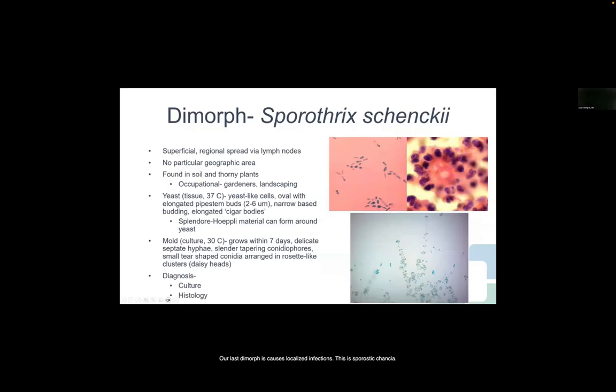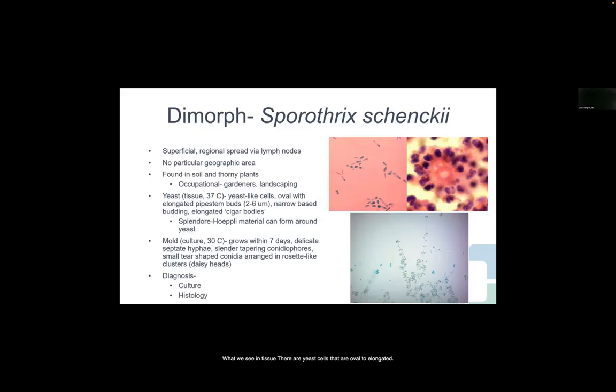Our last dimorph causes localized infections, and this is Sporothrix schenckii. It causes superficial infections that may spread to regional lymph nodes. There's really no particular geographic area for this localized dimorph, but it is found commonly in soil and on thorny plants, and particularly gardeners and landscapers are at an increased risk for infection.